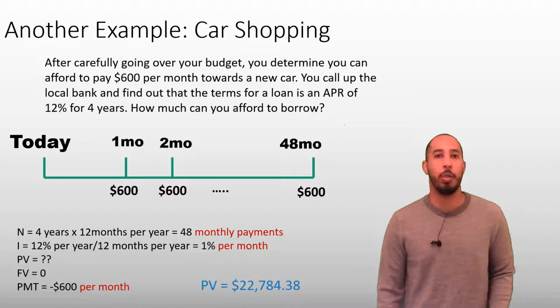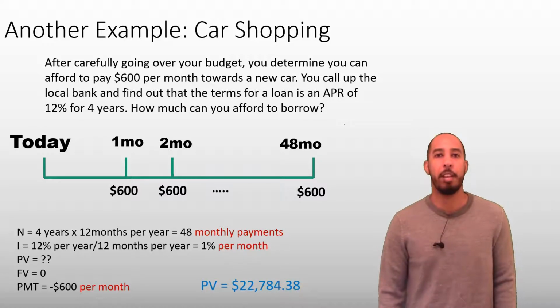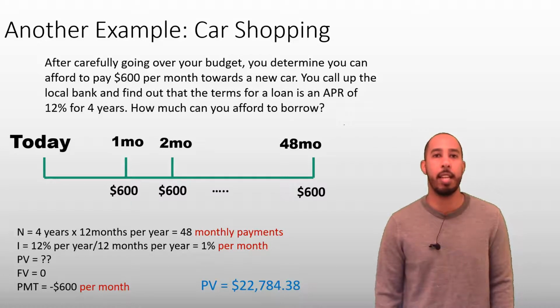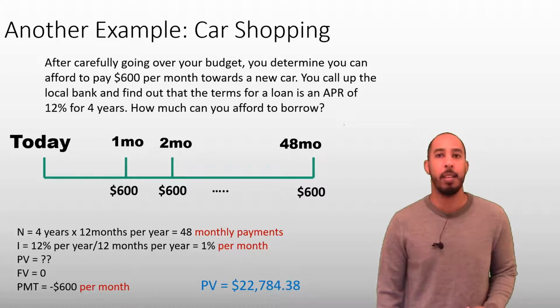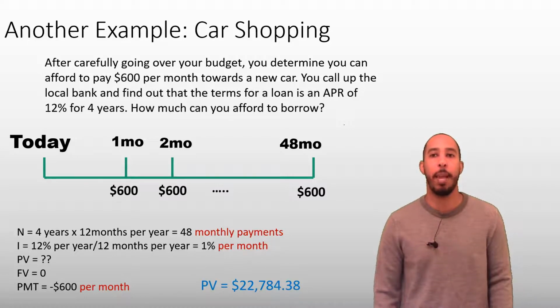Solving either in Excel or the calculator, we find the present value comes out to be $22,784. That's how much the bank will be willing to give us today. In return for getting this $22,784 today, we'll pay the bank $600 per month for 48 months.